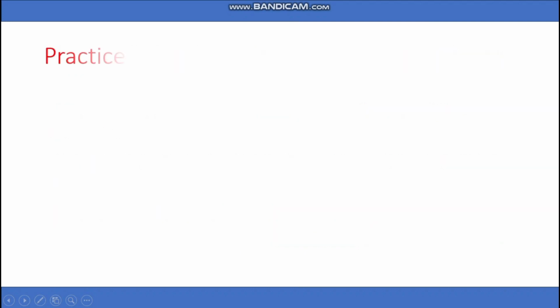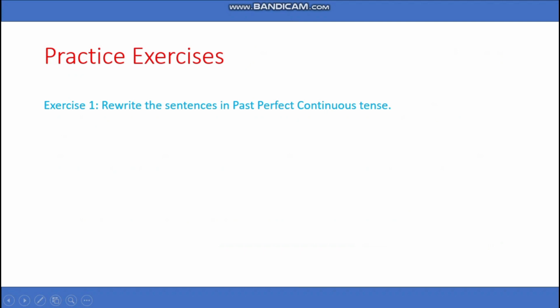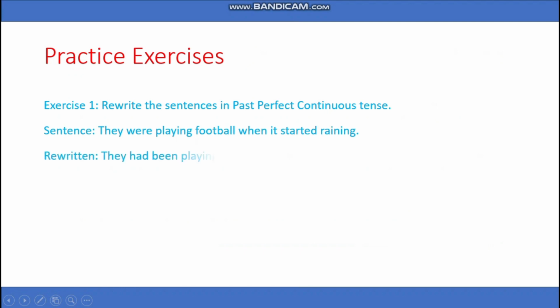Practice exercises. Rewrite the sentences in the past perfect continuous tense. How will we write: they were playing football when it started raining? How will you write this in the past perfect continuous? You have to guess. I have the answer, I will show you, but you people have to guess. The correct answer is: they had been playing football when it started raining.